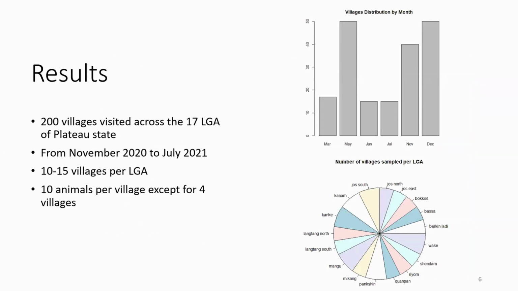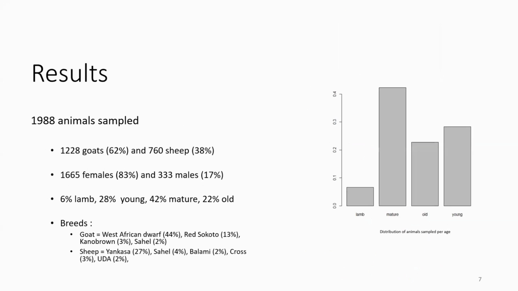So at the end of the day, we visited 200 villages across all the 17 local governments, and most of the visitation was around November and December of 2021. Like I said earlier, 10 to 15 villages were visited per local government, depending on the population of small ruminants. And except for about 5 villages, in all the others 10 animals were sampled. So out of the visitation of the 200 villages, 1,988 animals were sampled.